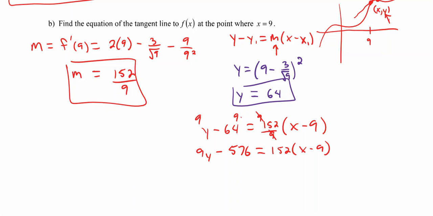And then I think you guys would be okay from here, where you would just get it all to one side, and it would be 152x minus 9y minus 792.